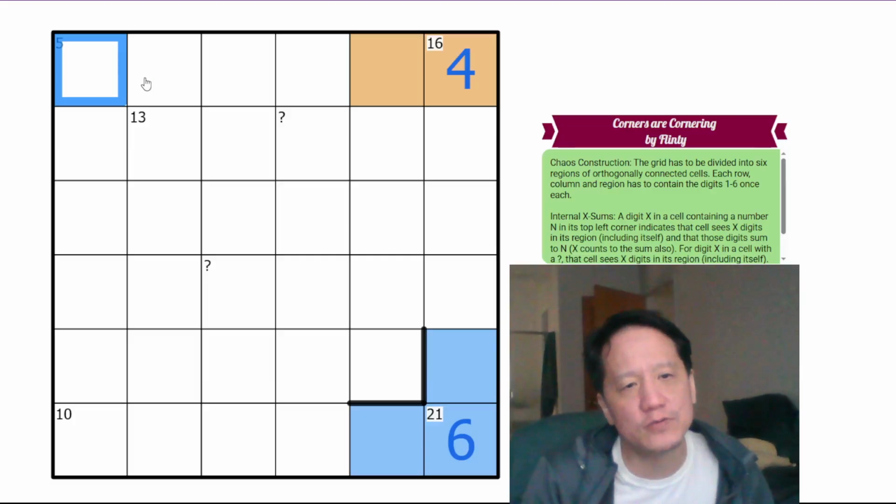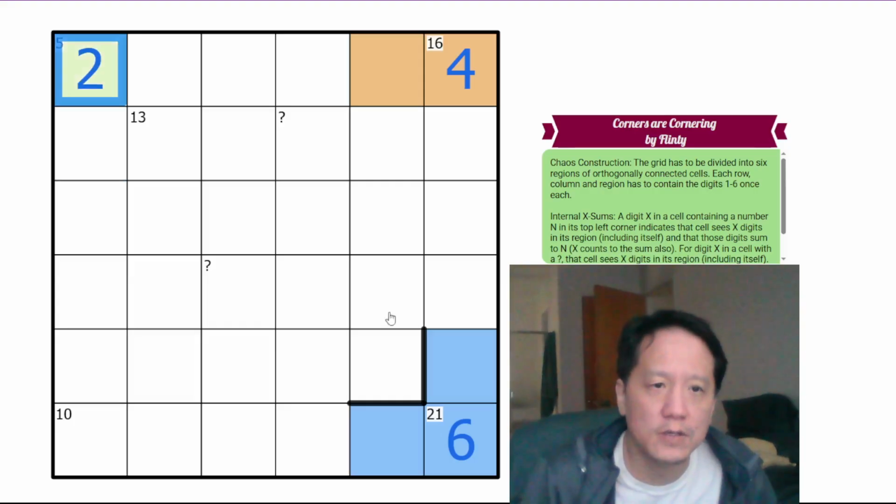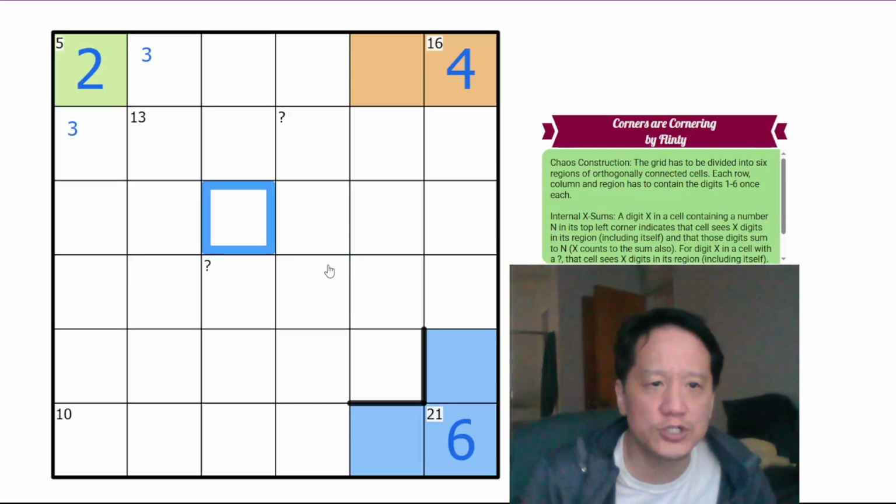5 can only see 2 cells. If you tried to see 3 cells, that's 1, 2, and 3 at minimum, which adds up to 6. So this sees 2 cells here. And it must see a 3 in one of these 2 spots. We're not sure which.